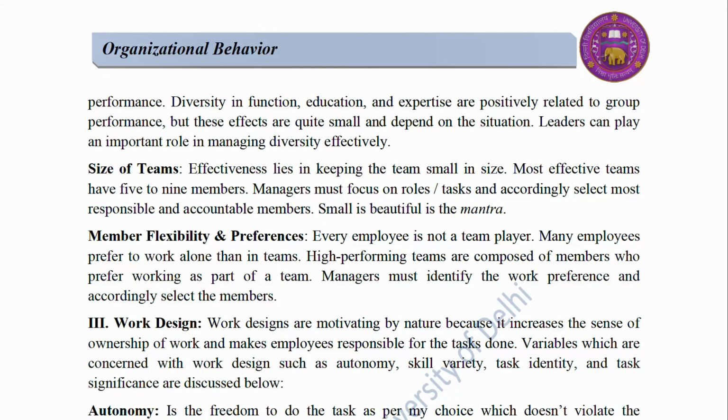Size of teams. Effectiveness lies in keeping the team small in size. Most effective teams have 5 to 9 members. Managers must focus on roles and tasks and accordingly select the most responsible and accountable members. Small is beautiful is the mantra.